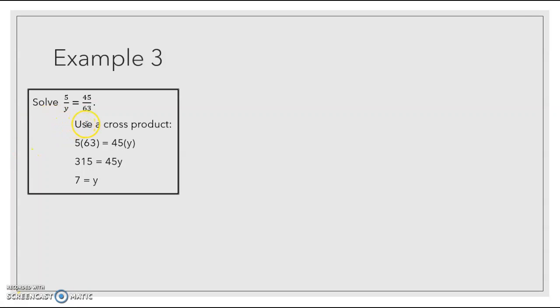Okay, so we needed to use a cross product to solve this. I did 5 times 63, and it's going to equal y times 45. So here's my cross product. I did 5 times 63 is 315, and then I divided by 45 to get y alone. So y is 7. Let's take a look at another example. These examples are going to use some of the algebra you learned in Algebra 1.